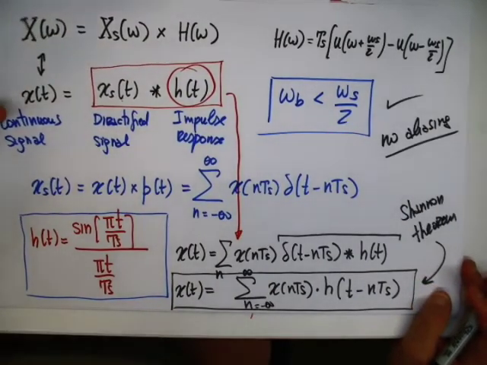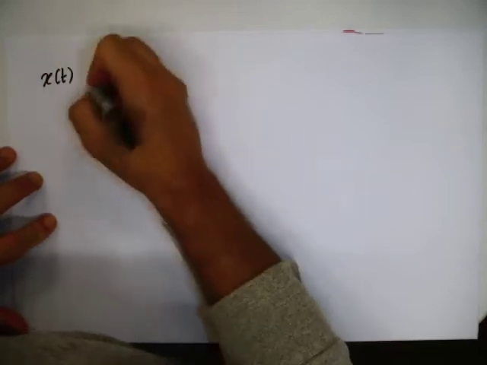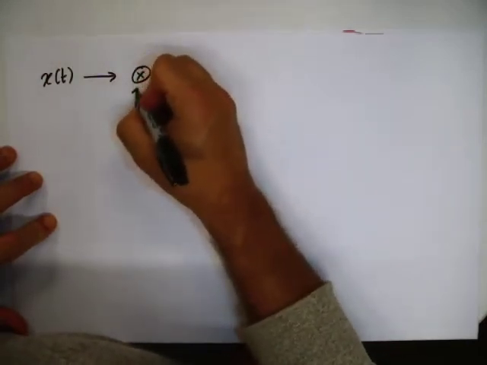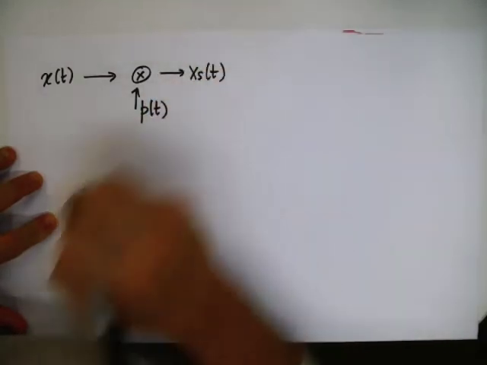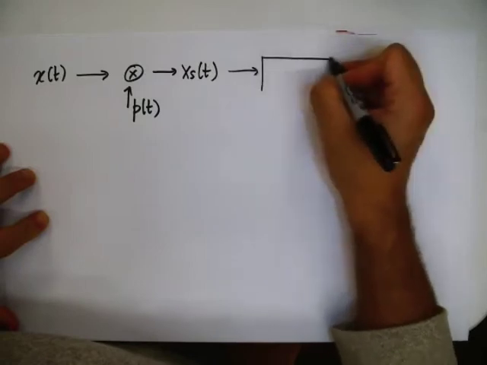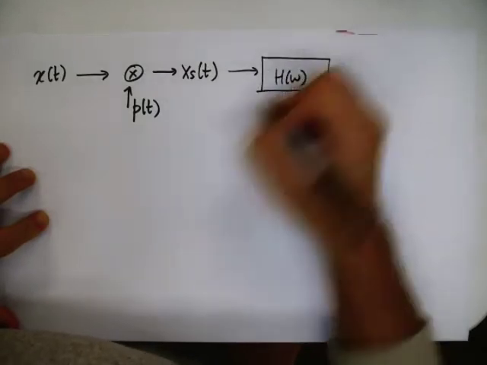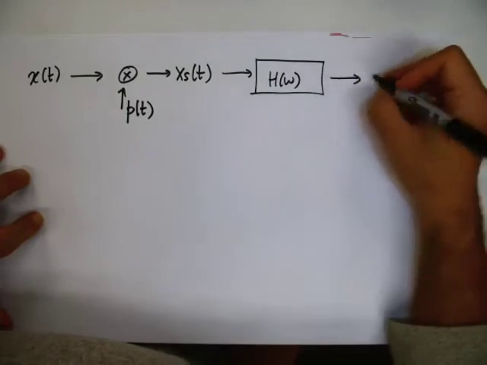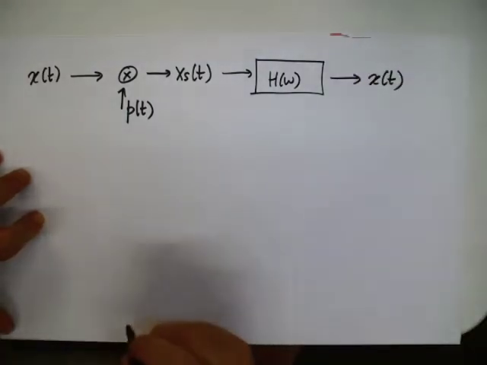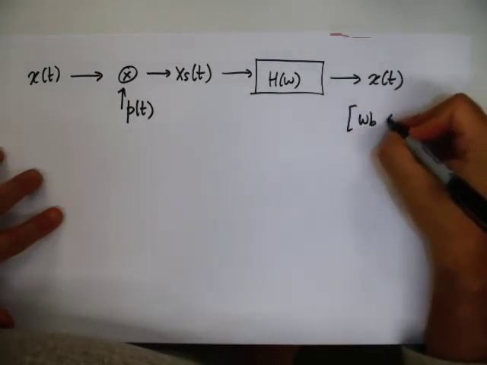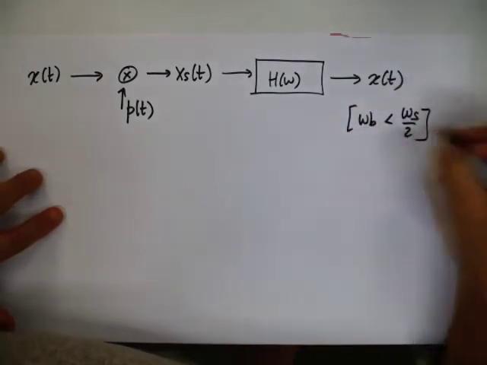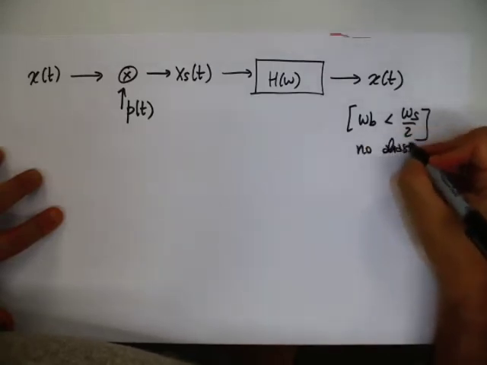So let me summarize the main steps that allow us to arrive at these results. So we started with a continuous signal. We multiply by a Dirac train, and we get the Dirac-ified signal. This is passed through a filter h of omega that we know, and we can recover x of t as long as the Nyquist criterion is satisfied, no aliasing.